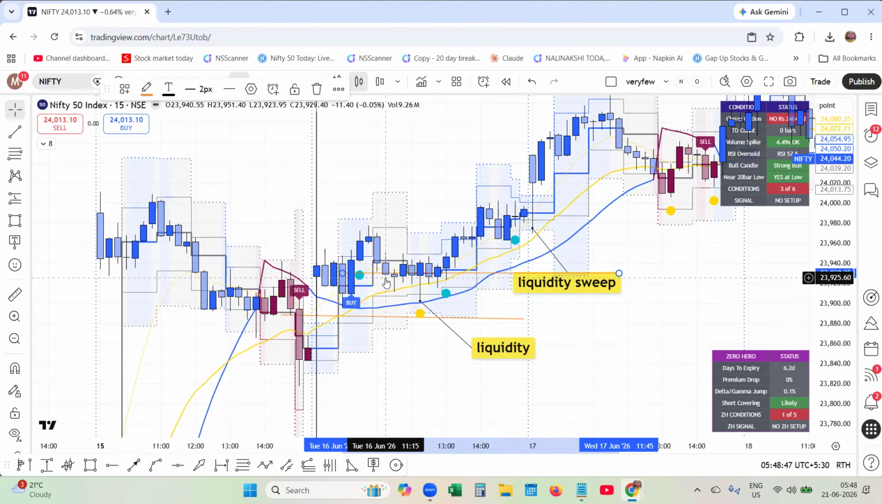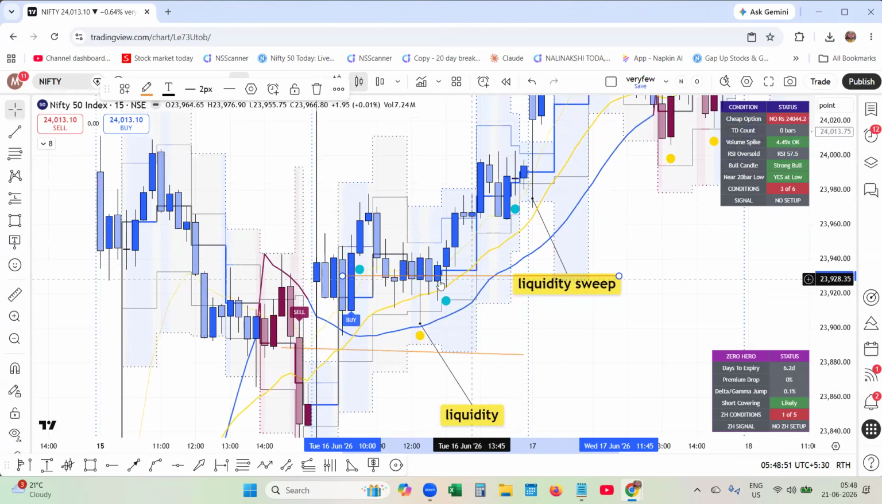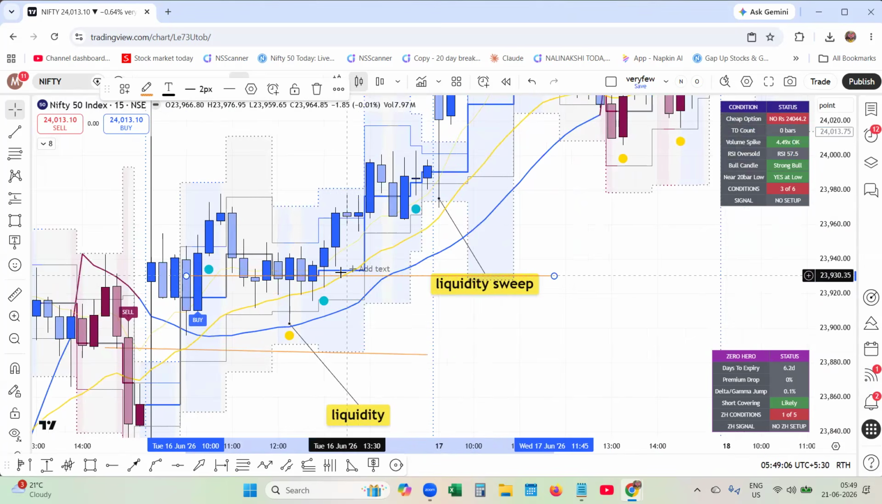Strong acceptance above the pivot. You can see strong acceptance above the pivot. The pivot turning blue. You can see the pivot turning blue. All this time it was negative. Actually, even though it was positive, here the pivot is turning blue and you can see the acceptance.